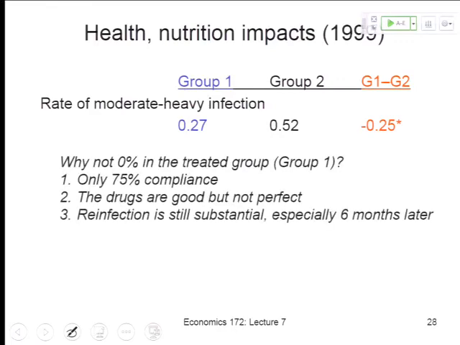Why not 0% in the treated group? You guys have kind of nailed all these points, except for point 2, which is only 75% compliance with assigned treatment. So that's pretty good. Most people took it, but not everybody. 2, the drugs are thought to be very effective, but they're not necessarily going to be perfect for every individual. There's some variation in every person's reaction to a drug. So maybe for some people, yes, all the worms were killed, and for other people, maybe they only killed some of the worms. So that's possible. And then there was this point about reinfection because we're measuring infection 6 months later. So for all those reasons, you might see these differences. And there was a point about the transfers across schools, which could be potentially important.